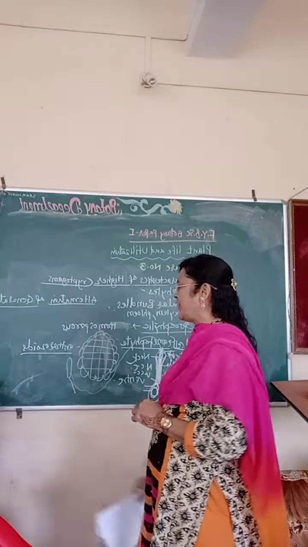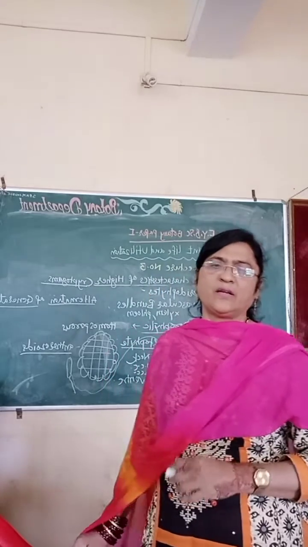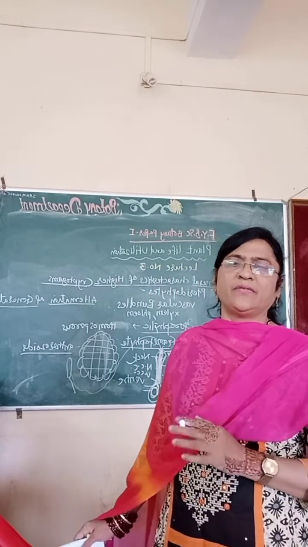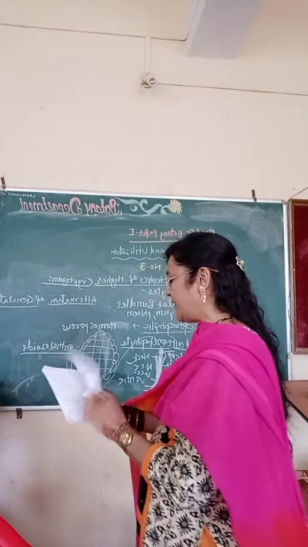that will be called the sporophytic plant body. See, this sporophytic plant body will again be differentiated into root, stem as well as leaf-like structures. In that case, here they complete their life cycle.